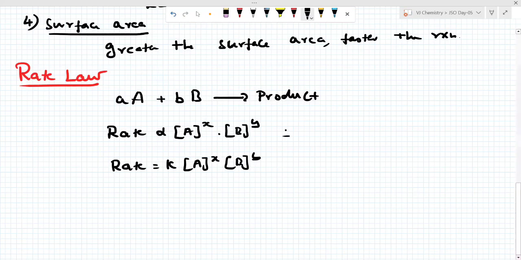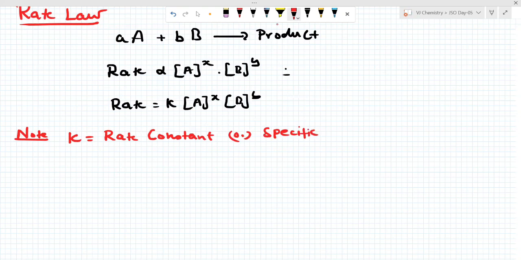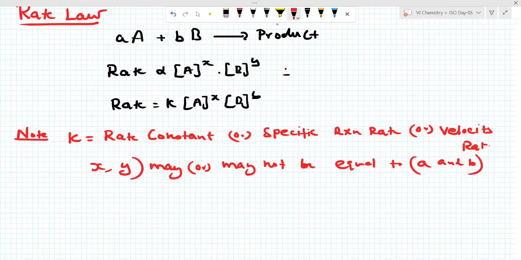Now, what is K? Very, very important. Please note. K is called the rate constant, also called the specific reaction rate or velocity rate. Now, what are x and y? x and y may or may not be equal to a and b. The x and y are very, very important.